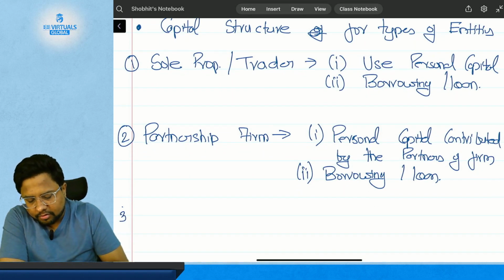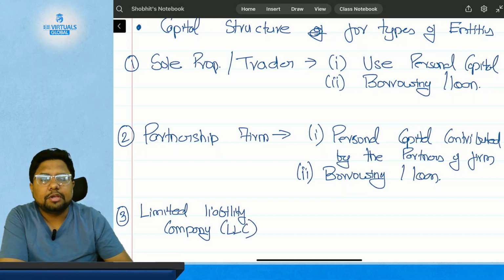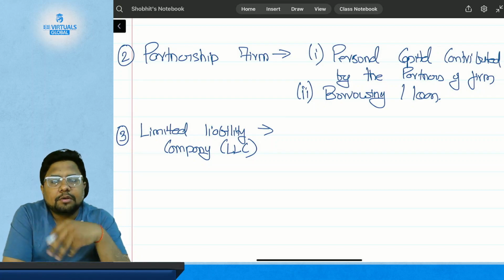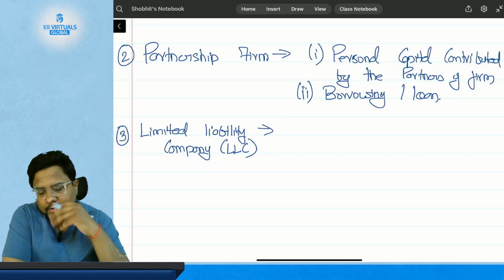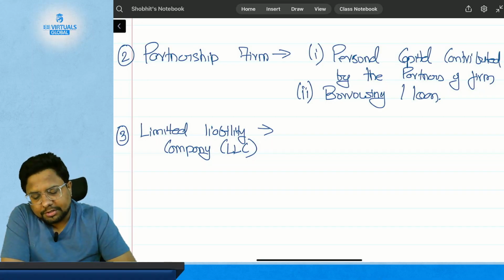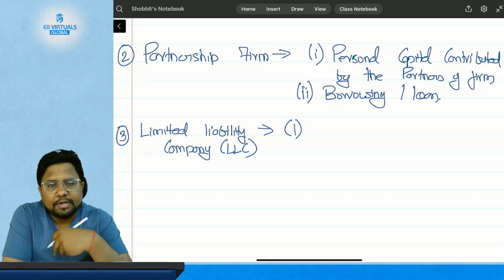Then comes our third form of business entity, which is the limited liability company, also known as LLC in short. Now what is a limited liability company? A limited liability company has more people as its owners, who hold shares of the company. Now what are the sources for a limited liability company to get its capital? The sources are to issue its shares to the general public so that they can purchase the shares and give money to the company as capital.